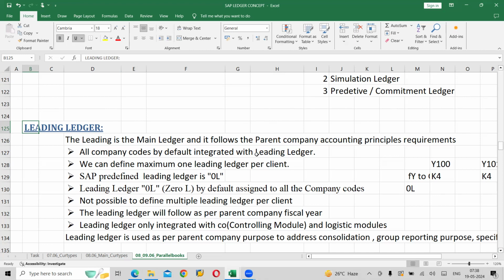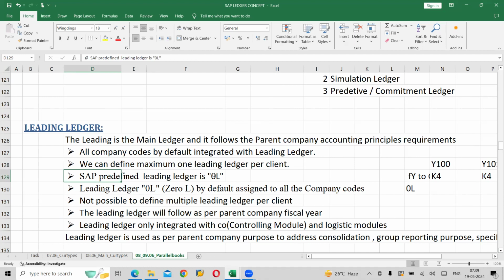ledger. So if they ask what you mean by the leading ledger, the first point we need to mention is that the leading is the main ledger and it follows the parent company accounting principle requirements. At the same time, all company codes are by default integrated with the leading ledger. Next, how many leading ledgers can we define? We already discussed, we can define a maximum of one leading ledger per client, for whatever company codes are there in that particular client. Clear? And we already know that the SAP predefined leading ledger is the 0L ledger.